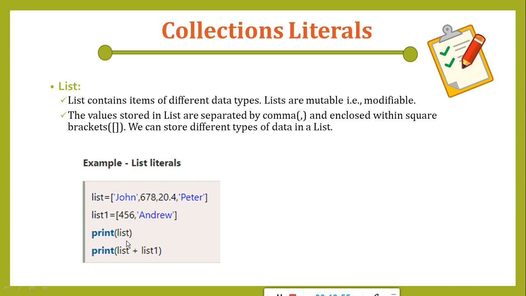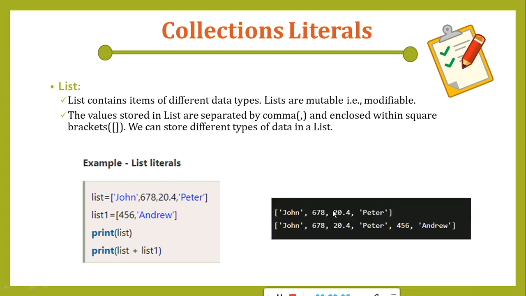If we try to print the list, a list having John, 6, 7, 8, 20.4 and Peter, we can see that it is printed like this, in the form of a list within square brackets, with every value separated by a comma.